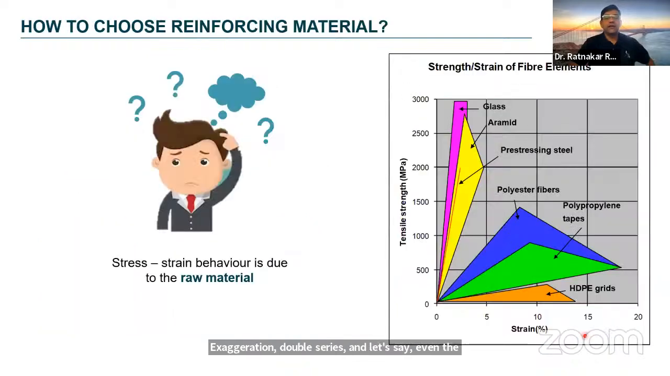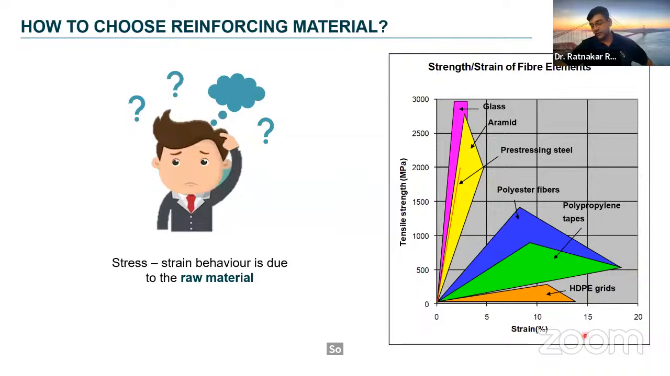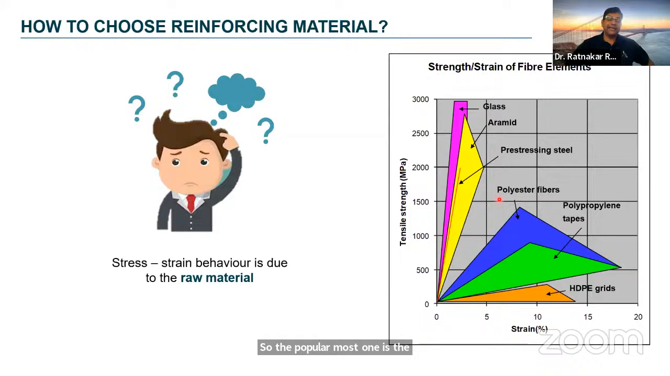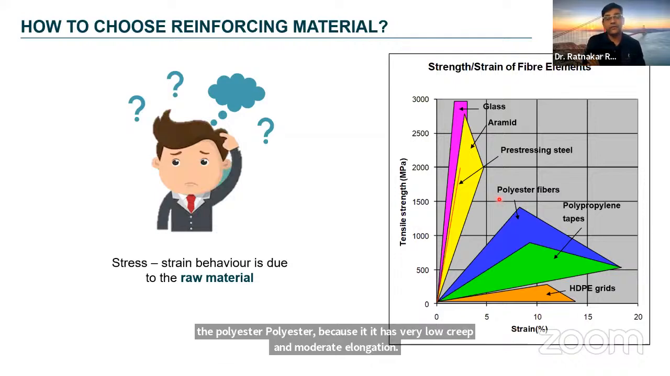Now, you will find there are different types of materials, that is glass, aramid, polyester, polypropylene, HDPE. I'm referring to many materials. You may be confused about what exactly these different materials are and which material we use where. So basically, the stress strain behavior of the reinforced soil structure will depend on the raw material of the synthetic soil reinforcement you have put. So the most popular one is the polyester. Polyester is popular because it has very low creep and moderate elongation, moderate stiffness, and is more economical.